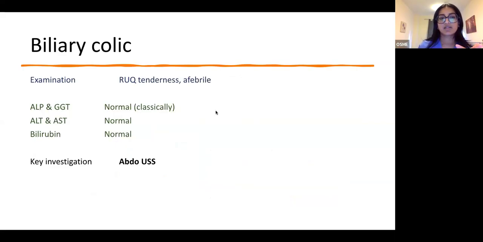If you're examining someone with biliary colic, they would just have the tenderness in the right upper quadrant, wouldn't have a fever, wouldn't have any deranged LFTs if you did a blood test.